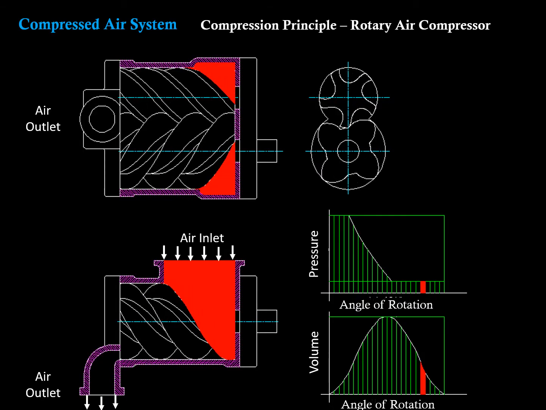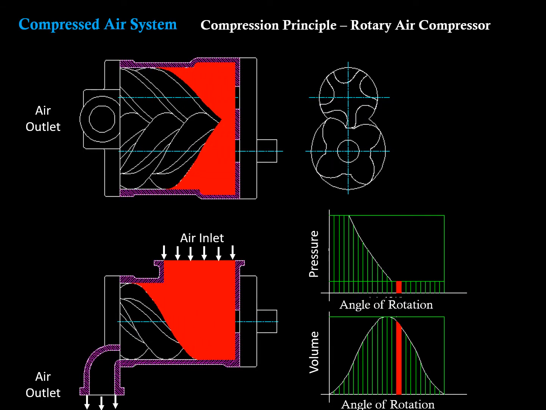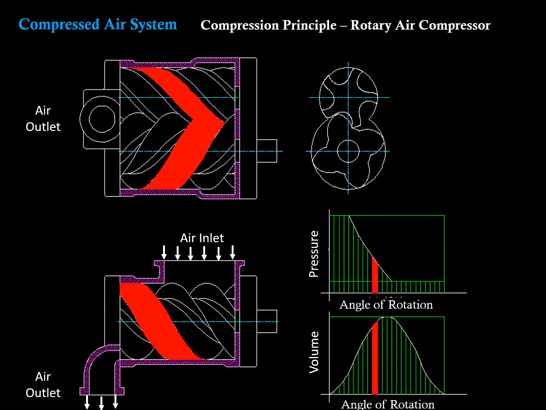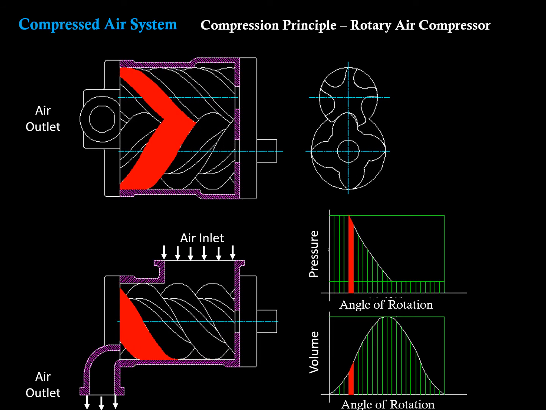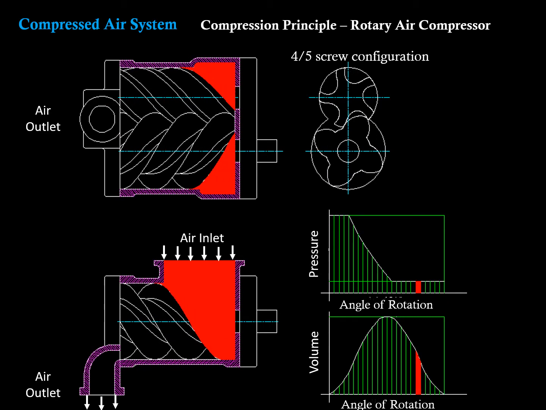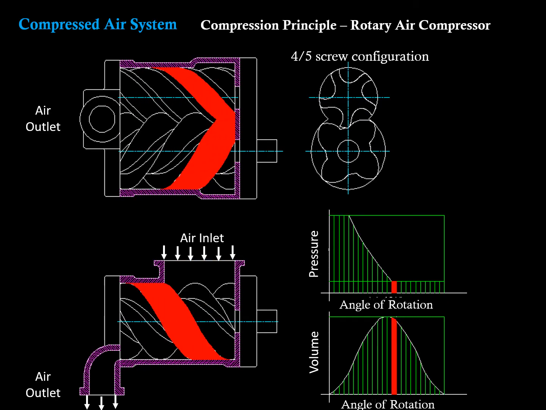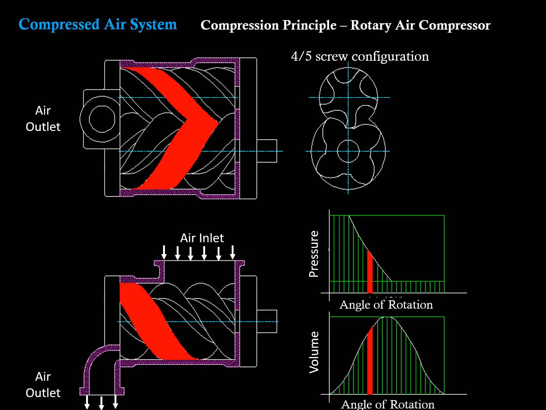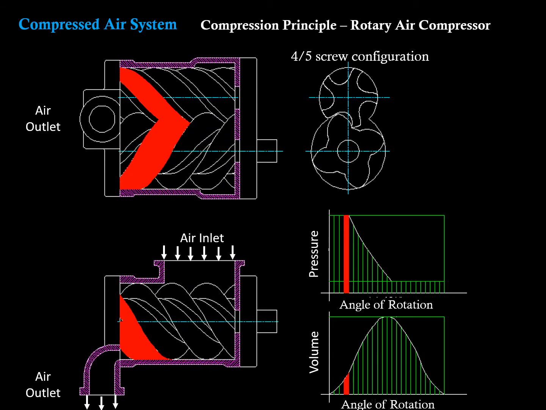In this particular animation, I will try to explain the compression in a rotary screw air compressor. There is a compressor of 4x5 configuration. Why is it called 4x5? Because there are 4 lobes at the male rotor and 5 cavities at the female rotor.